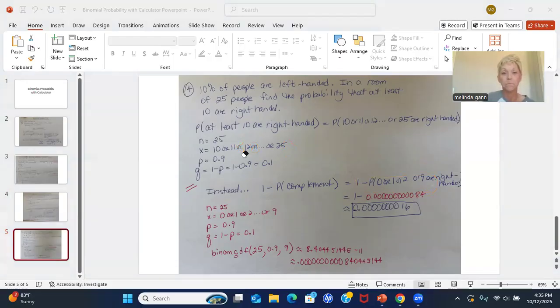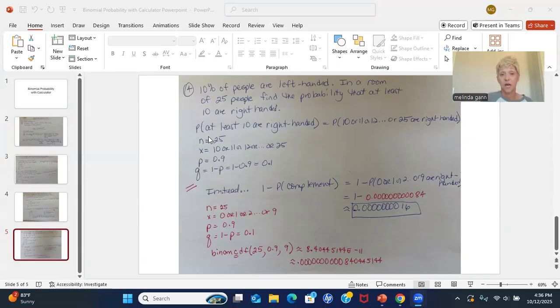All right, now, look what this one says. 10% of people are still left-handed, all right? And remember, 25 people, find the probability that at least 10 are right-handed, okay? So at least 10 are going to be right-handed. Now, remember what "at least" means: that number or more. So I literally wrote down that means 10 or 11 or 12, all the way to the total 25 are right-handed. Well, again, you're left-handed or right-handed. Consistent probabilities is a binomial problem. So here's my N, my X, my P, and my Q.